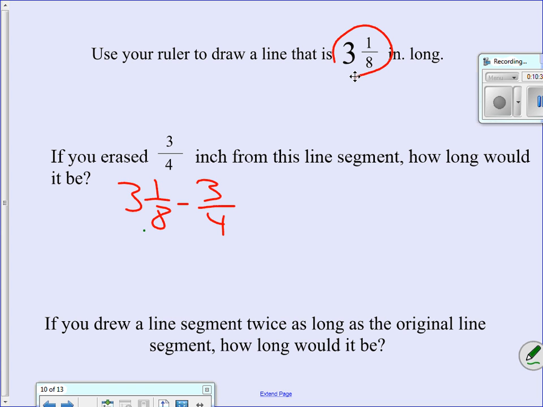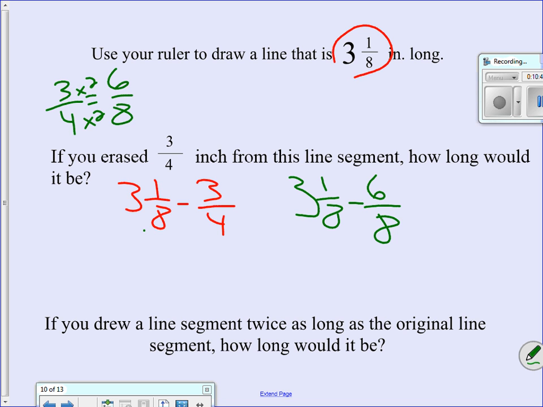We have to deal with the 8. So we have 3/4 into an 8, times 2 times 2 gives me a 6. I'm going to rewrite the problem: 3 1/8 minus 6/8. Now, is my numerator on the left larger than the one on the right? It is not. It's a 1, so I have to borrow.